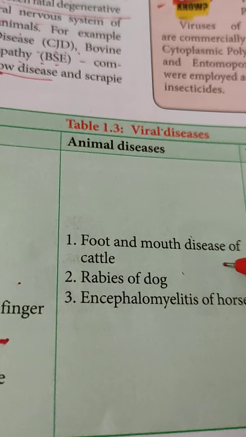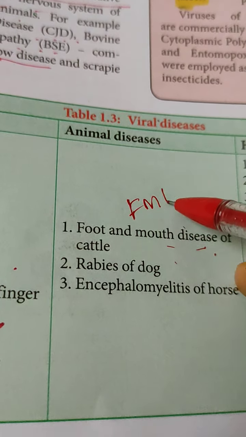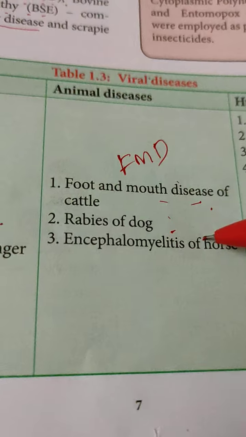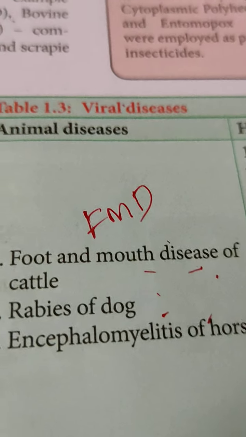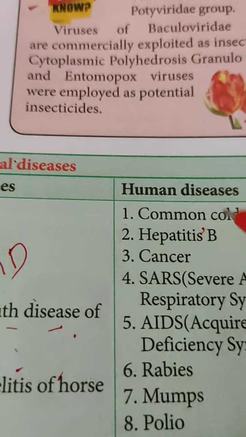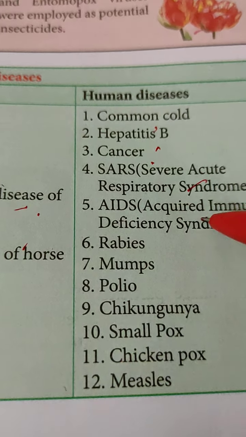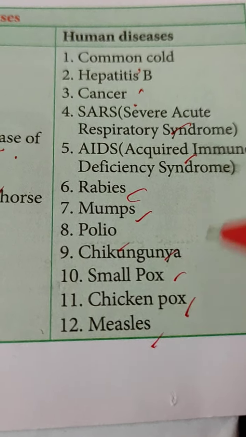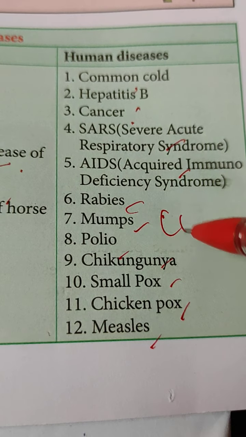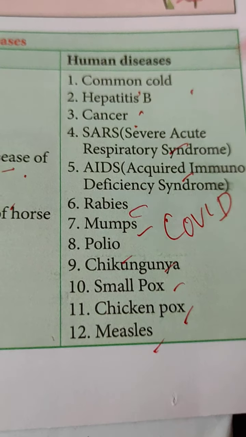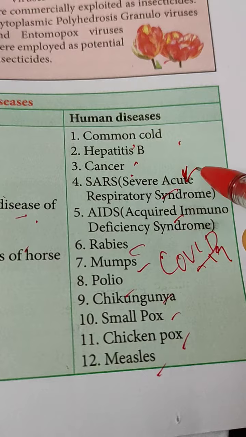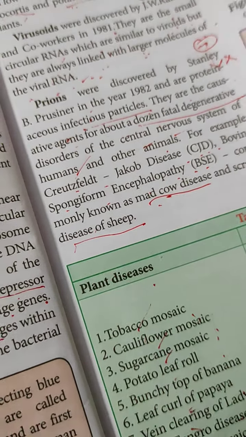Animal diseases: FMD. In 10th also we have told FMD. It is called foot and mouth disease of cattle, rabies of dog, encephalomyelitis of horse. Now the next one is human beings: common cold, hepatitis B, cancer, SARS, AIDS, rabies, mumps, polio, chikungunya, smallpox, chickenpox, measles. Now you can write COVID, coronavirus, COVID-19. This is a variation of SARS. So these are the different types of diseases we can get by viral infection.